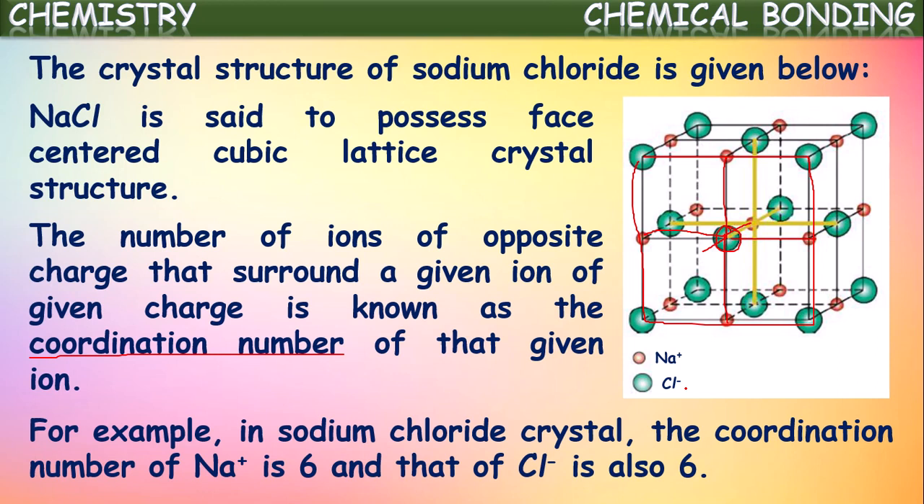For example, if we say again the sodium chloride crystal, the coordination number of Na+ ions and Cl- ions is 6 here. Understood? Coordination number means the number of oppositely charged ions surrounding an ion. In sodium chloride, each Na+ ion and each Cl- ion is surrounded by 6 oppositely charged ions. Thus, its coordination number is said to be 6.